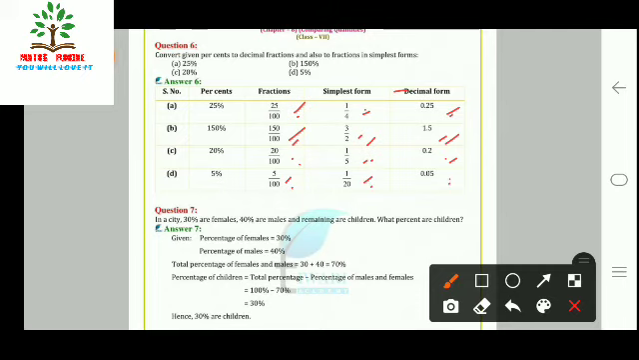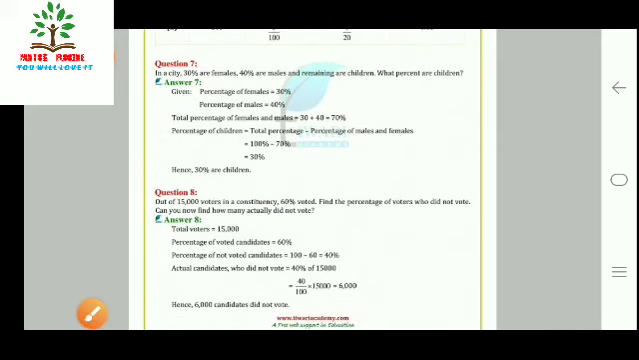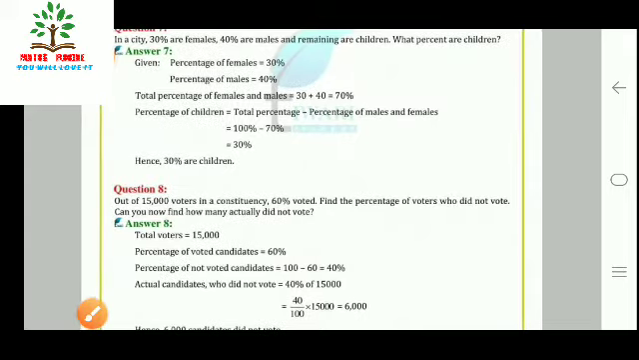Then moving towards question number 7. In a city, 30% are females, 40% are males, and the remaining are children. What percent are children? So 30% are females, 40% are males. So 30 plus 40, 70% are males and females. Then the percentage of children will be total percentage minus percentage of males and females, that is 100% minus 70%. 30% is the answer.